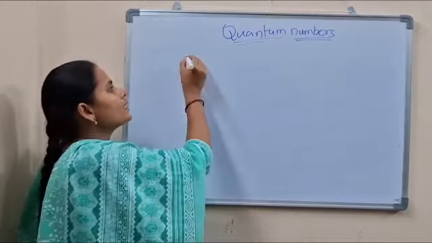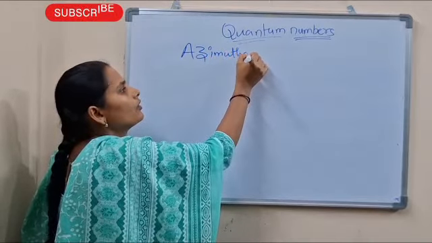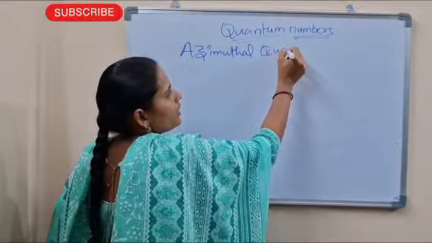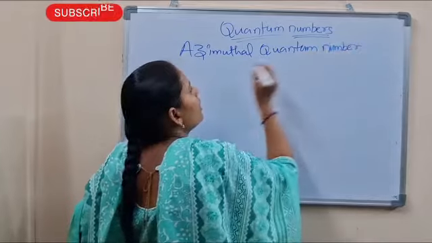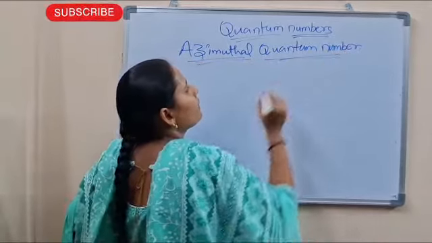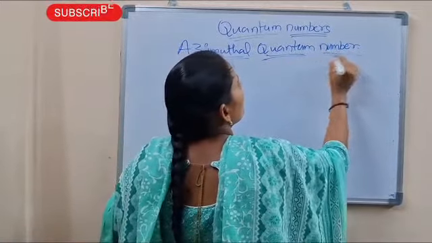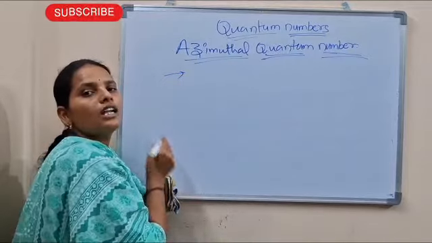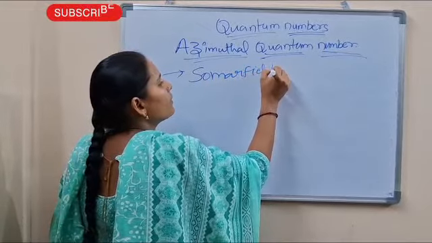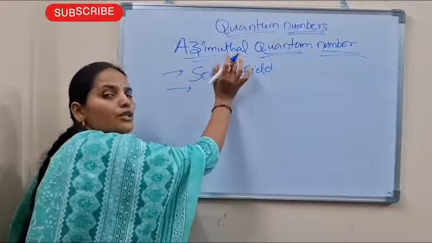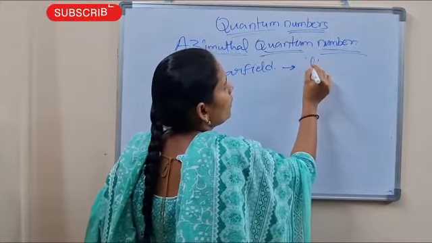The second quantum number is the azimuthal quantum number. It is given by the scientist called Sommerfeld. This azimuthal quantum number is represented by the letter L.